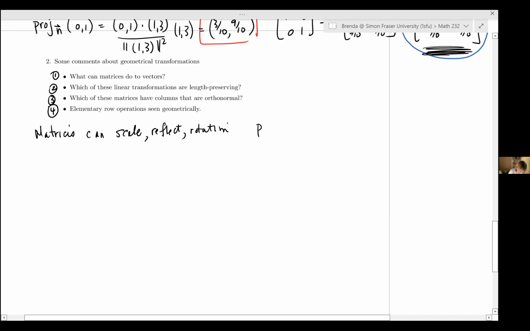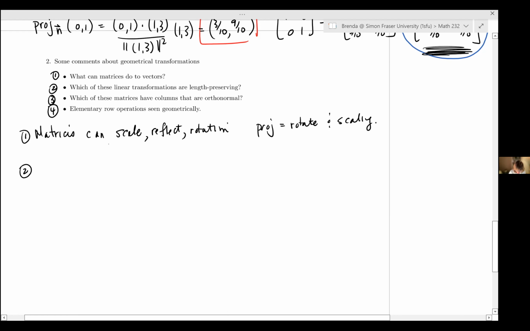I see a projection. You could see projection as a rotating and scaling, right? You get rotated down to the line that you're being projected onto, and then you get scaled to the right size. Okay, so that's basically what can happen. It's a linear operator. Looking at it geometrically, there isn't anything else. All right, so that's 1, 2.